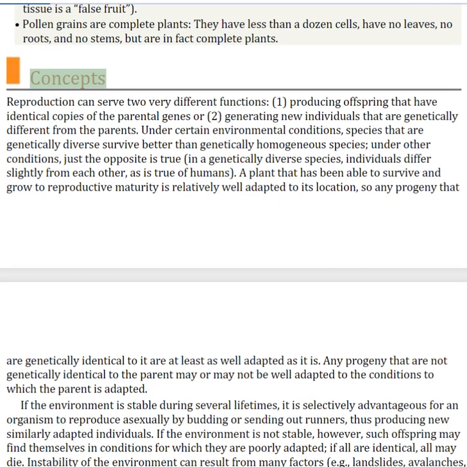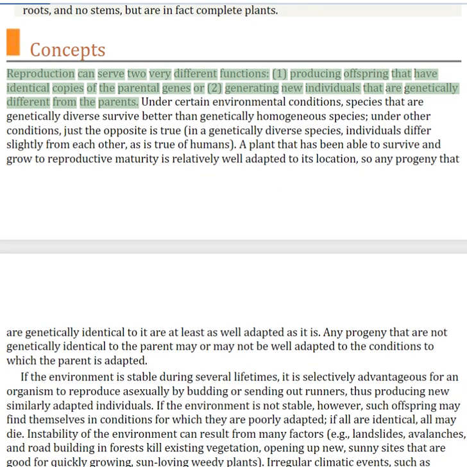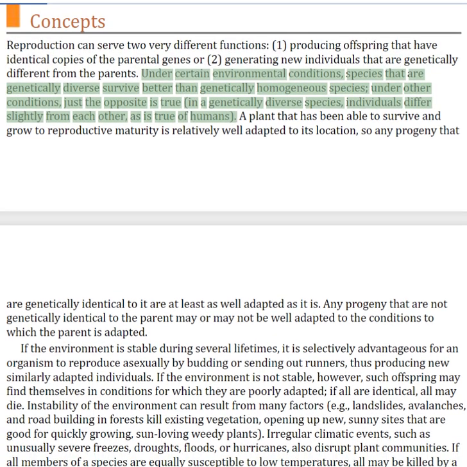Concepts. Reproduction can serve 2 very different functions: producing offspring that have identical copies of the parental genes, or generating new individuals that are genetically different from the parents. Under certain environmental conditions, species that are genetically diverse survive better than genetically homogeneous species. Under other conditions, just the opposite is true.